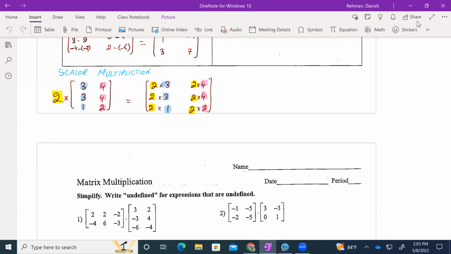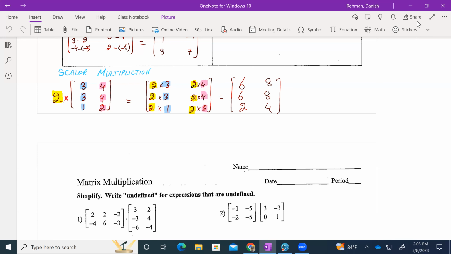What's your answer? 6, 6, 2. Good. 6, 6, 2, 8, 8, and a 4. So that's the resulting matrix. Now, recording is still going on. We have the multiplication next step. This was an easy thing.